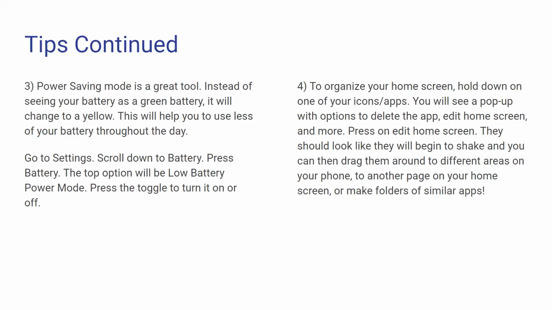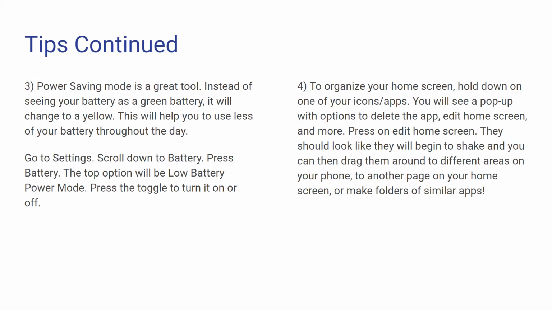So our third tip is power saving mode. This is a great tool. It's, in other words, called battery save mode. So instead of seeing your battery as a green light, you'll see it change to yellow or yellow-orange. Mustard, I guess, is the name. But this will help you use less of your battery throughout the day.